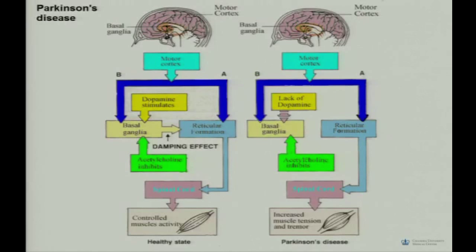And that refinement of motor movement is done through a balance of two different inputs within the basal ganglia. We have dopaminergic stimulation, and then we have acetylcholine actually providing inhibition. And these two opposing inputs balance each other out and create a smooth motor movement.